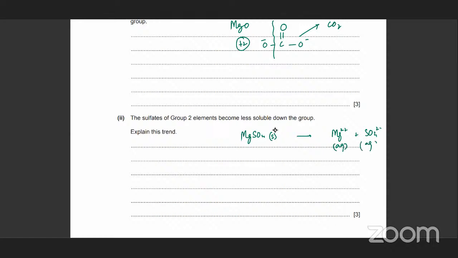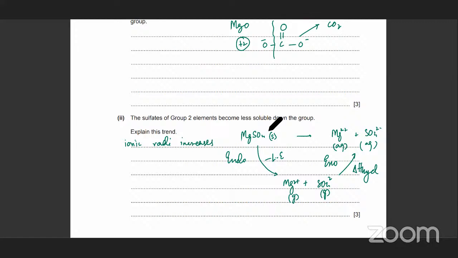You need to break the lattice, so that's the negative of lattice energy. That's an endothermic process. You would have to break the bonds, break the ionic lattice. And once those lattice bonds are broken and they've turned into gaseous ions, then you mix them in water to form aqueous ions. So that's enthalpy change of hydration, and that's the exothermic part. So what you're going to write is that down the group, the ionic radius or cationic radius increases. That's the first part.